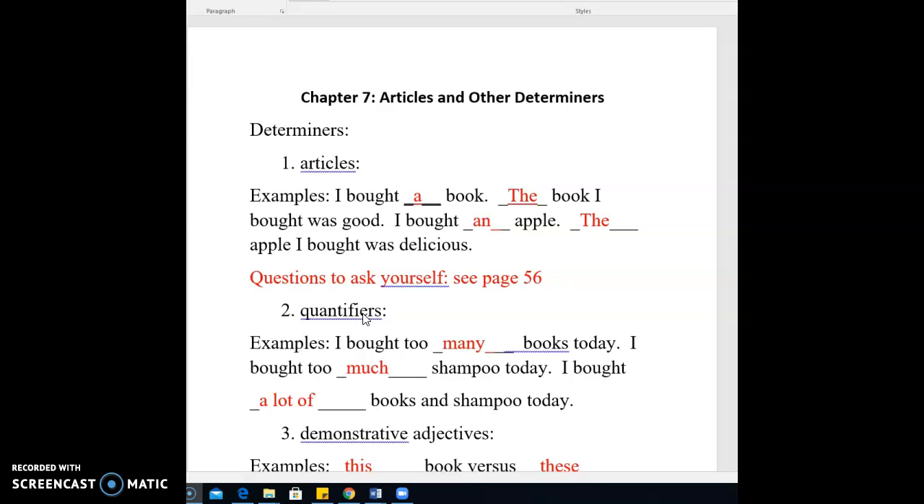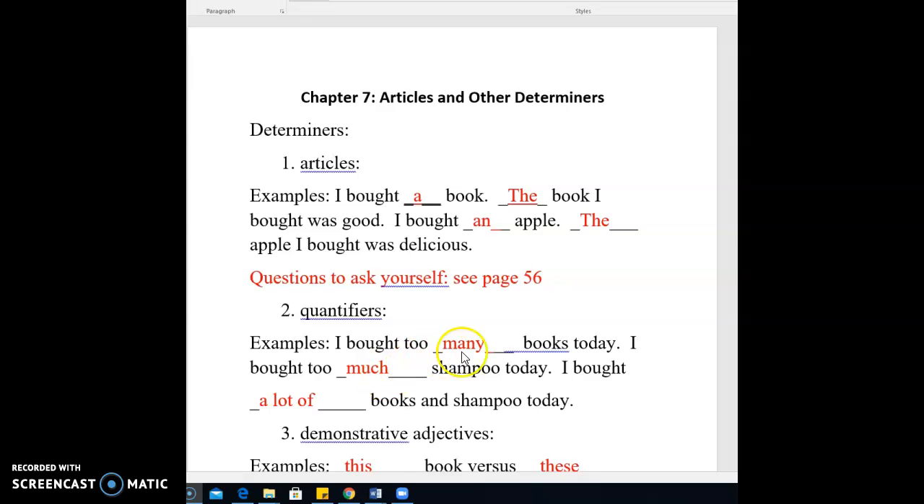Okay, so the second kind of determiner is called quantifiers, and whenever you quantify anything, you're dealing with amounts, often numbers, okay? So I bought too many books today because many can be used with plural countable nouns. I bought too much shampoo today. I can only use much for non-count nouns, okay?